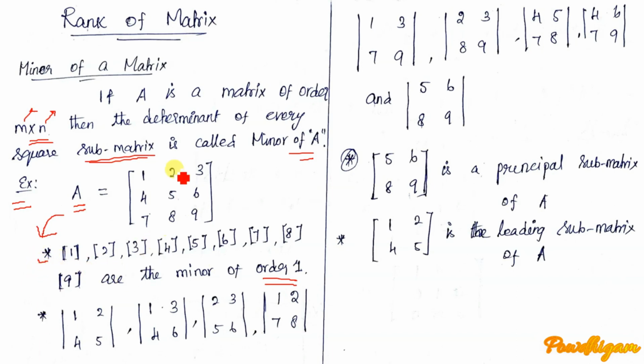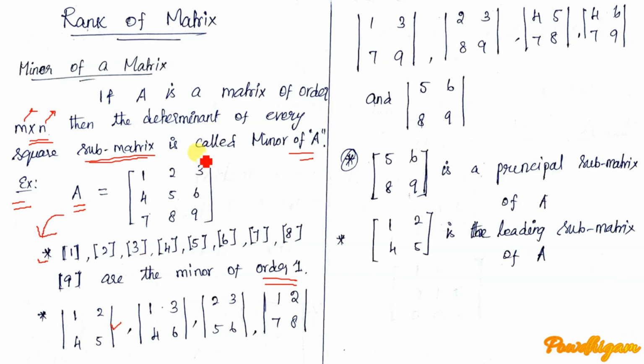The minors of order 2: by definition, if we eliminate a row or column or both, we get a submatrix. The determinant of that submatrix is a minor. If we take this matrix A and eliminate this column and this row, you will get 1 2, 4 5. This is a submatrix, and the determinant of this submatrix is a minor.